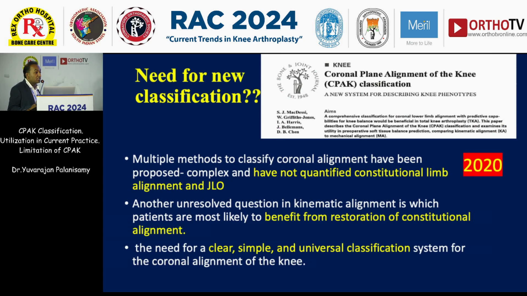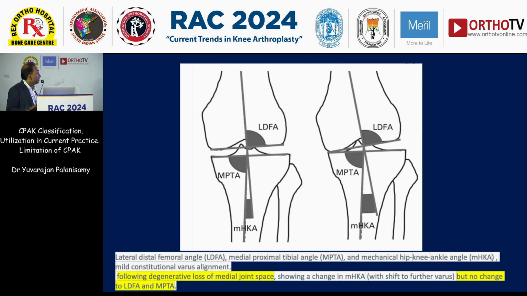What is the need for this new classification? One thing, the previous methods of describing coronal alignment were not very clear and were very complex. They had not quantified the constitutional limb alignment and joint line obliquity, and which patient is going to benefit from this kinematic alignment philosophy. So restoration of the constitutional alignment is based on this new classification, and it should be a very clear, simple, and universal classification system. So that is the need for this classification.